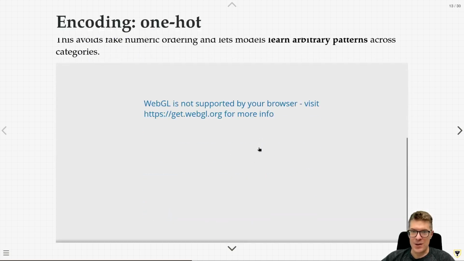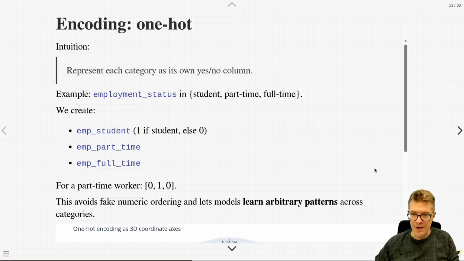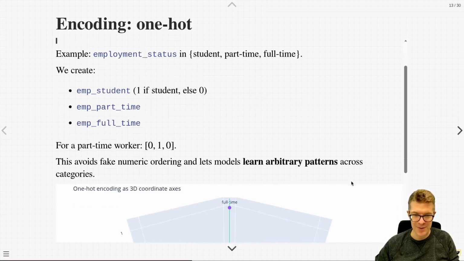I'm going to jump to another browser for a second. Great, now here we are in another browser that can display this image properly.